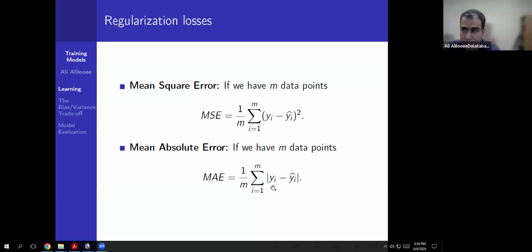Another way that we can make them positive is taking the absolute value. When you take the absolute value, in this case, you can define this loss, which is called mean absolute error. So, as you may remember, at the beginning of the semester we had the concept of Euclidean distance and Manhattan distance. As you can see, in MSE we are using the Euclidean distance, and in MAE we are using the Manhattan distance.